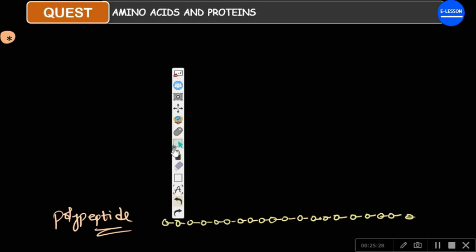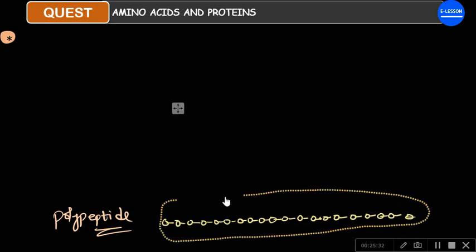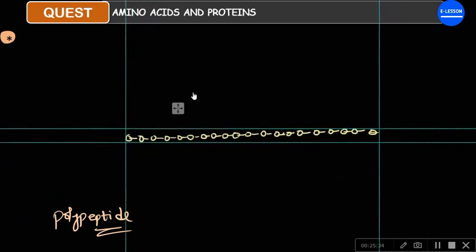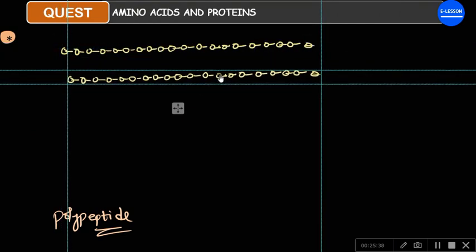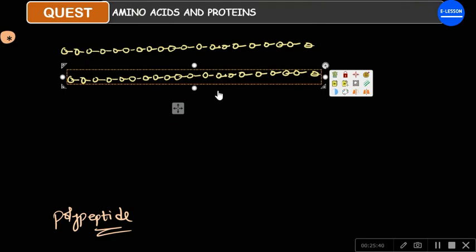Now, this is one polypeptide chain, like I told you. Okay, let me just take it off. An example is myoglobin. It has one polypeptide chain. Now, you could also have compounds that have two polypeptide chains with an equal amount of amino acids, or more than. So there's a possibility that one chain may be longer than the other.